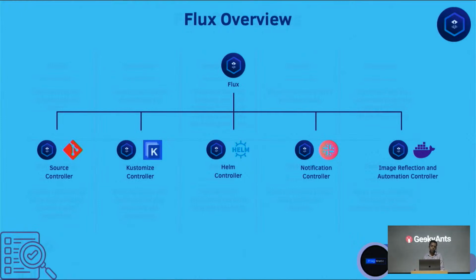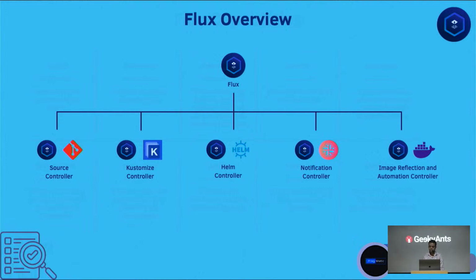And then you have Kustomize, which helps once the source controller gets all the artifacts. What the Kustomize controller will do is take those artifacts and apply them to your Kubernetes cluster. Similarly, we have the Helm controller, which takes care of Helm charts. And then the notification part, which I was just discussing. The notification controller takes care of that aspect.